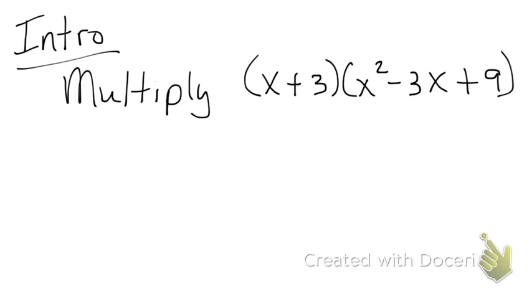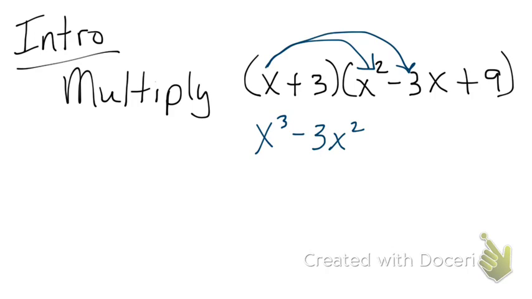In order to do this, we're going to have to distribute the x in this binomial here times the trinomial, and then we'll distribute the 3. So let's go ahead and do that. It's x times x squared, we're going to get x cubed. X times a minus 3x, we're going to get a minus 3x squared. And x times 9 is 9x.